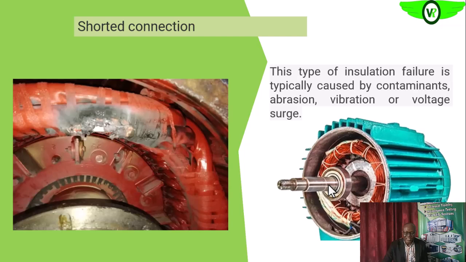Then at the connection end, this end where you have all the winding leads, the winding terminals out, that is where the lead outs are connected. So there could be shorts at this particular point, and that is how you see it at the connection end. It could also be a result of using the wrong material or poor workmanship. Voltage surge can also cause such a fault, and contaminants, as we said earlier.